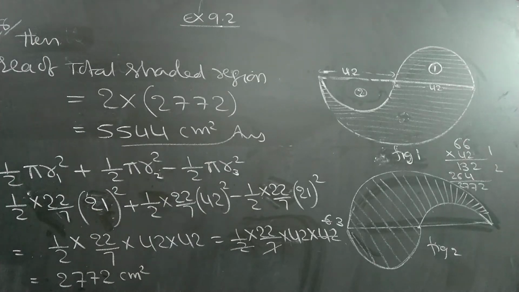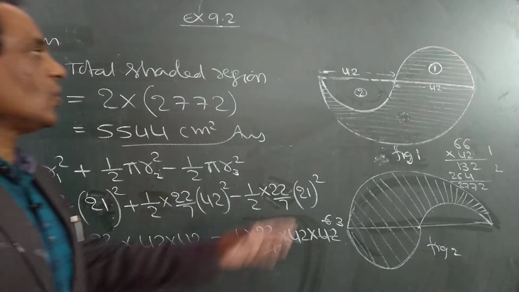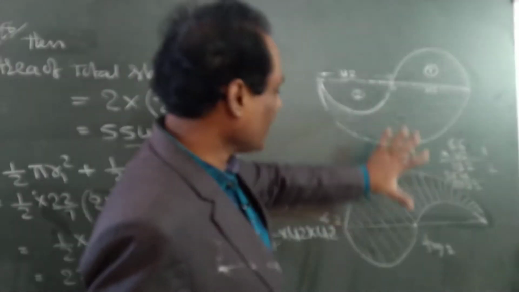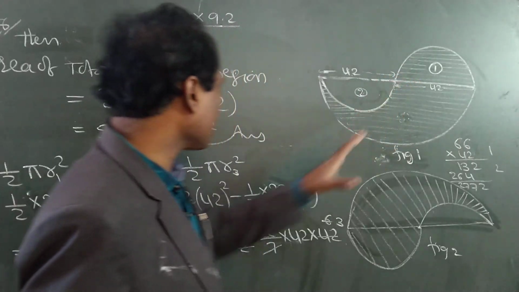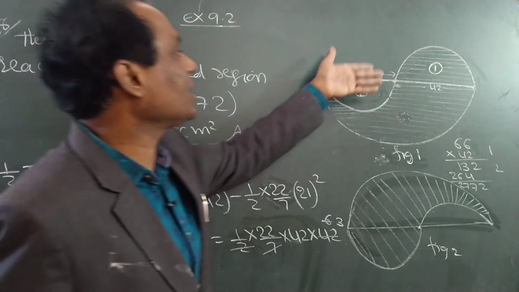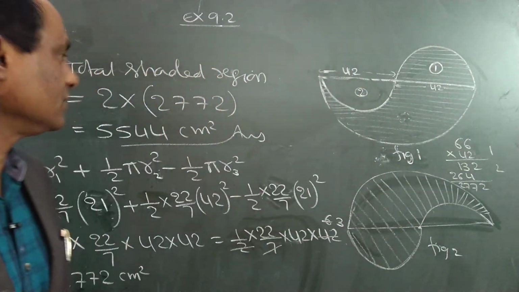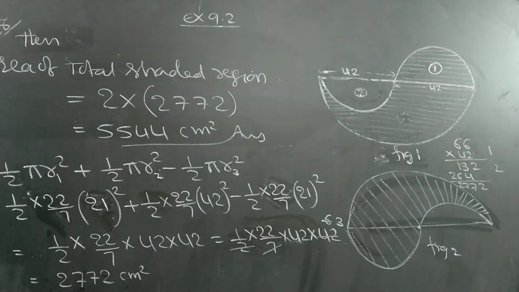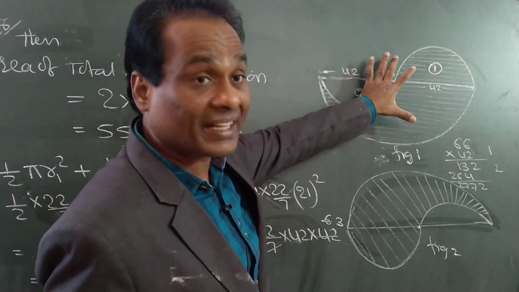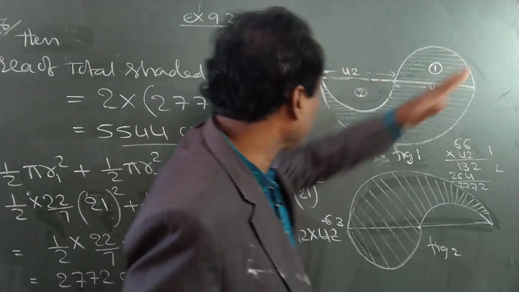This is the answer. I took only the first figure, I did not take the second figure. For the first figure, after getting the area, I am multiplying by 2 to get the total of both figures. How did I calculate the area of this smaller circle?